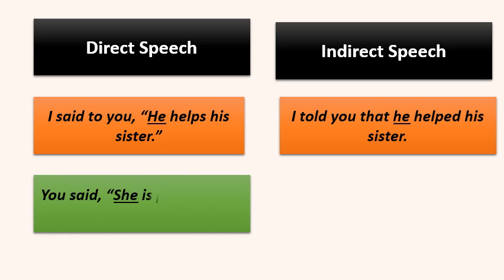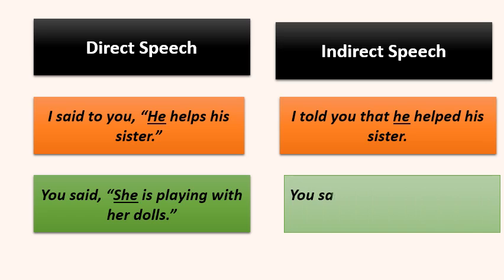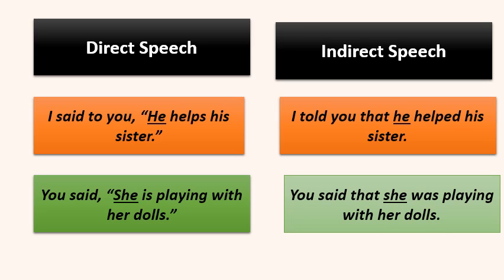Same with another example also. You said, "She is playing with her dolls." So as you can see that third person is there. So there will be no change in indirect speech. It will remain as it is. You said that she was playing with her dolls.